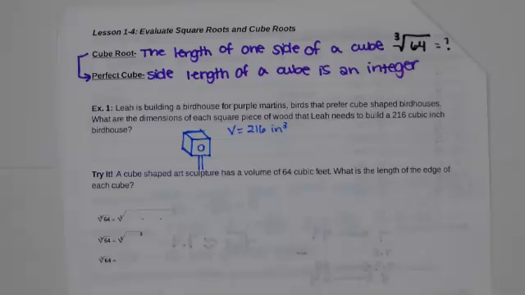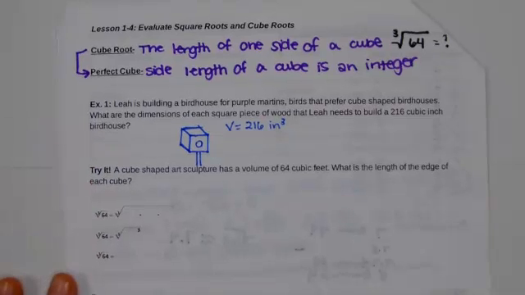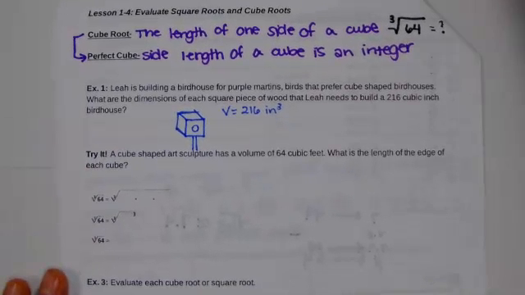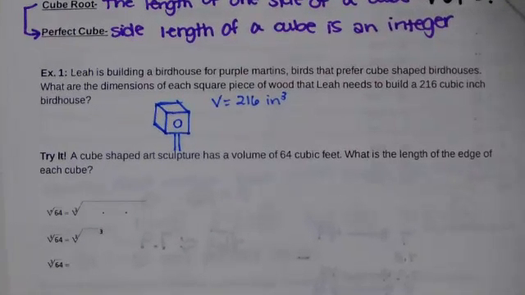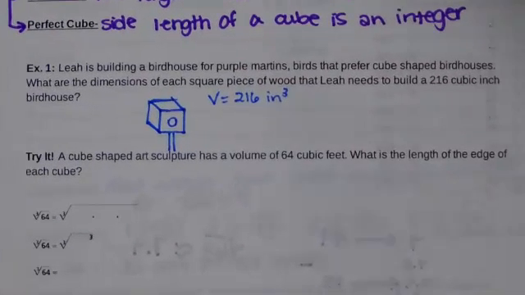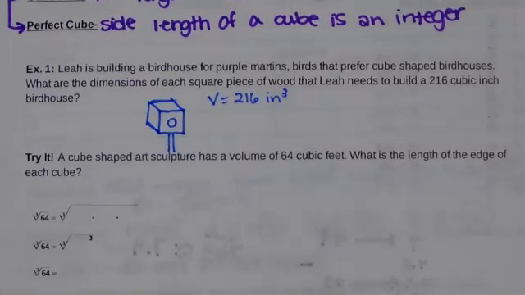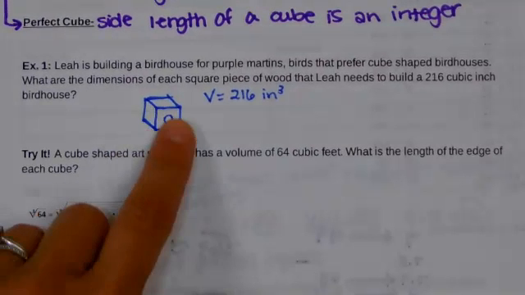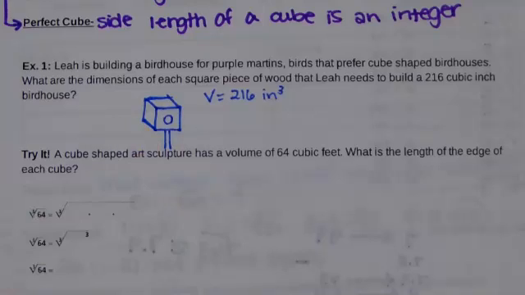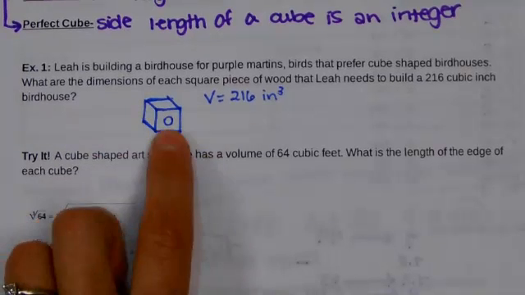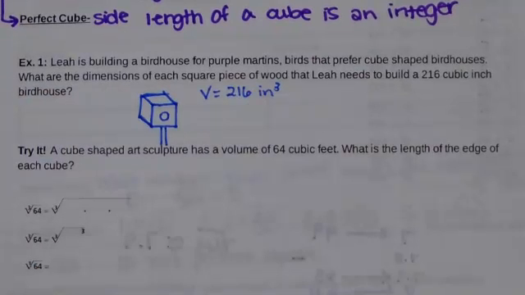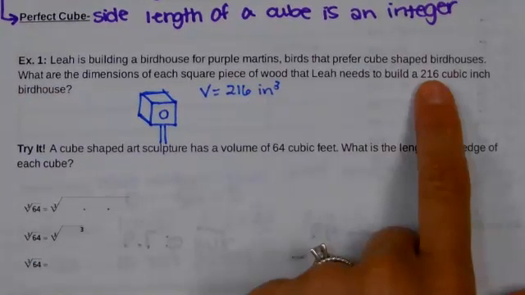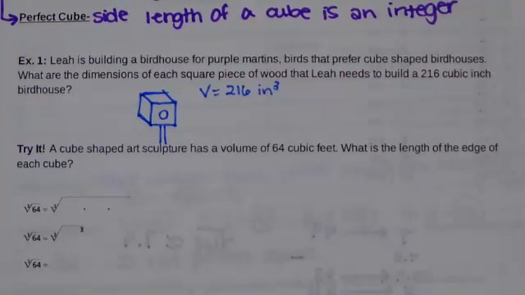Okay, let's jump right into our first example. Example 1 says, Leah is building a birdhouse for purple martins, birds that prefer cube-shaped birdhouses. I'm going to zoom this in. So I drew a little cube-shaped birdhouse here. You don't have to draw it, but I just wanted you to see what's going on. What are the dimensions of each square piece of wood that Leah needs to build a 216 cubic inch birdhouse?